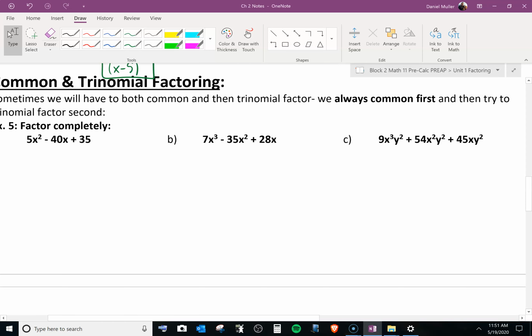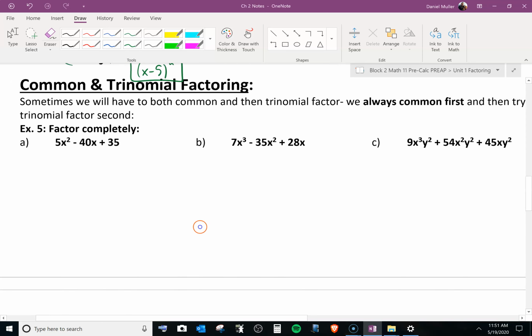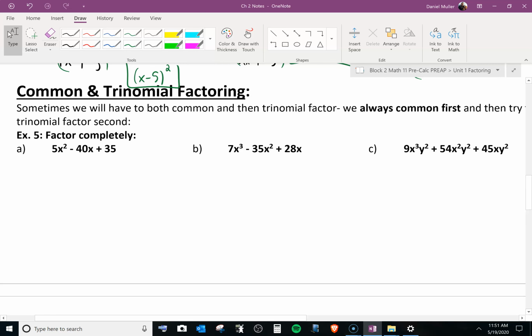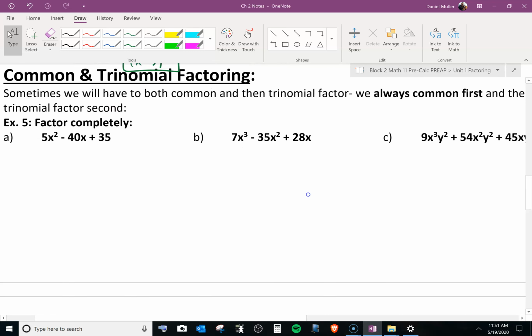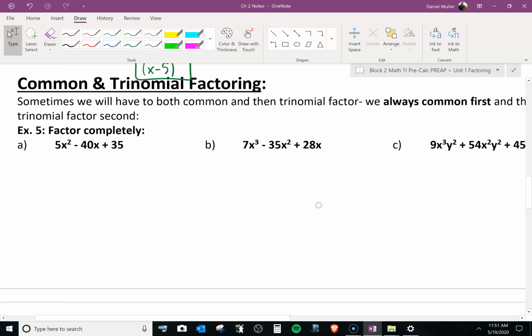All right, now we're going to do something that is slightly more complicated, but honestly, it's almost exactly the same. It wants us to factor completely. And this word completely is really important. The idea is we need to first, if possible, take anything common out. So, all of these we can factor out or divide out a 5.